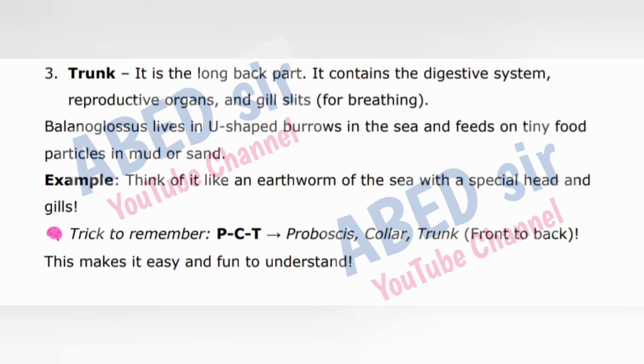Balanoglossus lives in U-shaped burrows in the sea and feeds on tiny food particles in mud or sand. Example, think of it like an earthworm of the sea with a special head and gills. Trick to remember: PCT, proboscis, collar, trunk, front to back. This makes it easy and fun to understand.